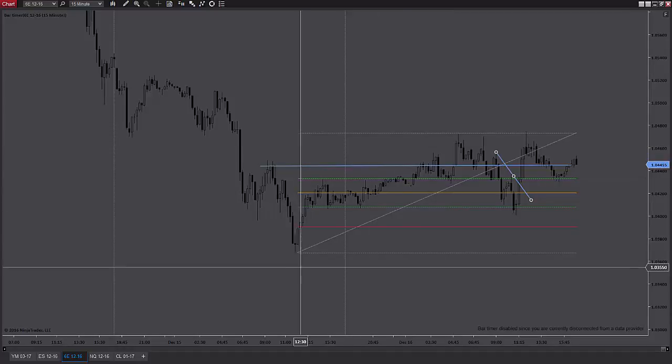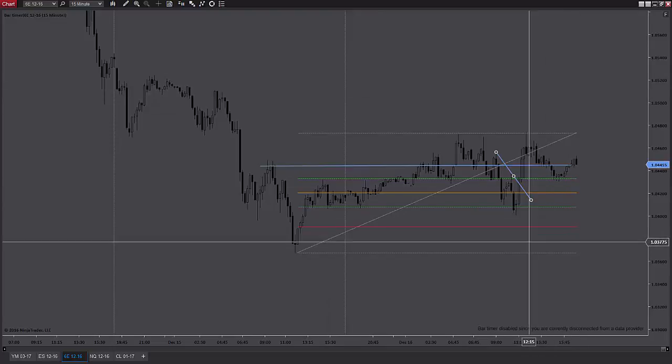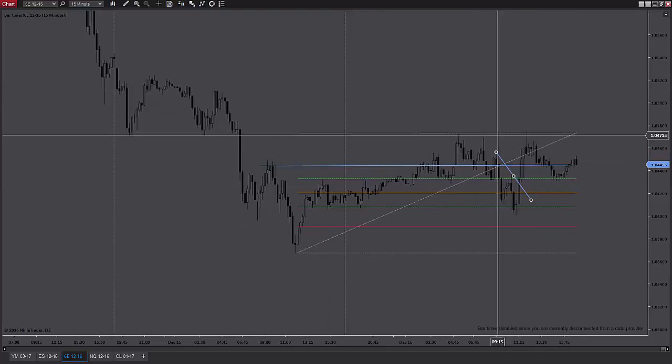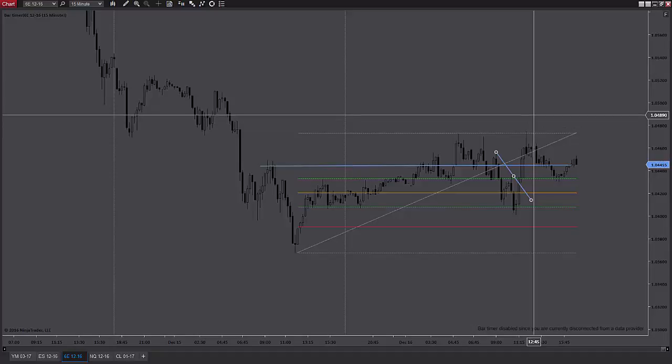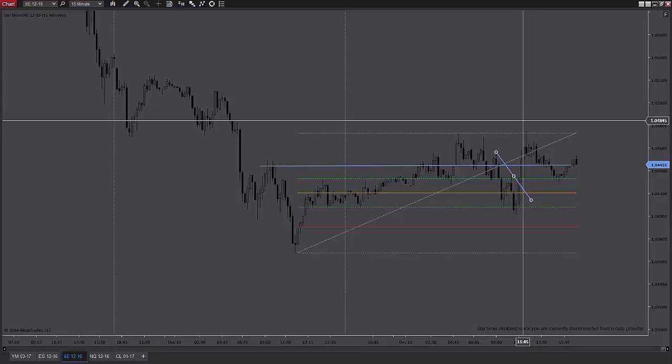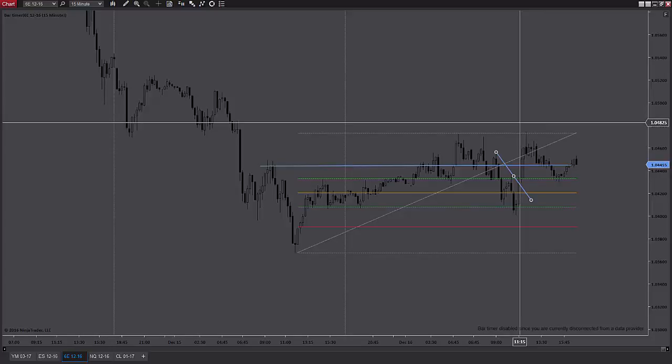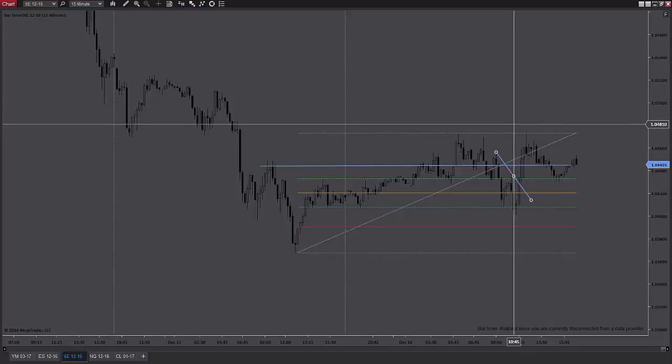So you may be looking at a three drives pattern to the upside. You may be looking at a retest of this area, something in between, something more complex. Who knows? Who cares? But you have to understand what the market is working towards, so that you can take the appropriate trade that has the highest degree of probability of working out. Your profit targets need to be clear. Your entries need to be clear. Your expectations need to be clear.